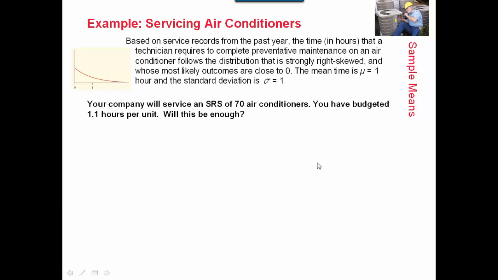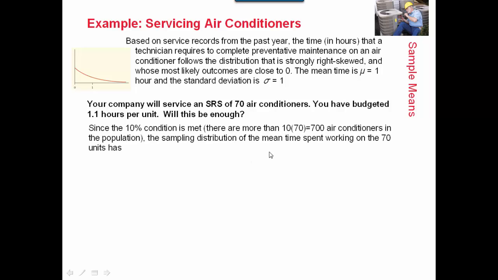Based on service records from the past year, the time in hours a technician requires to complete preventative maintenance on an air conditioner follows a distribution that is strongly right skewed and whose most likely outcomes are close to 0. The mean mu equals 1 hour and the standard deviation sigma equals 1. Your company will service a simple random sample of 70 air conditioners. You have budgeted 1.1 hours per unit. Will this be enough?